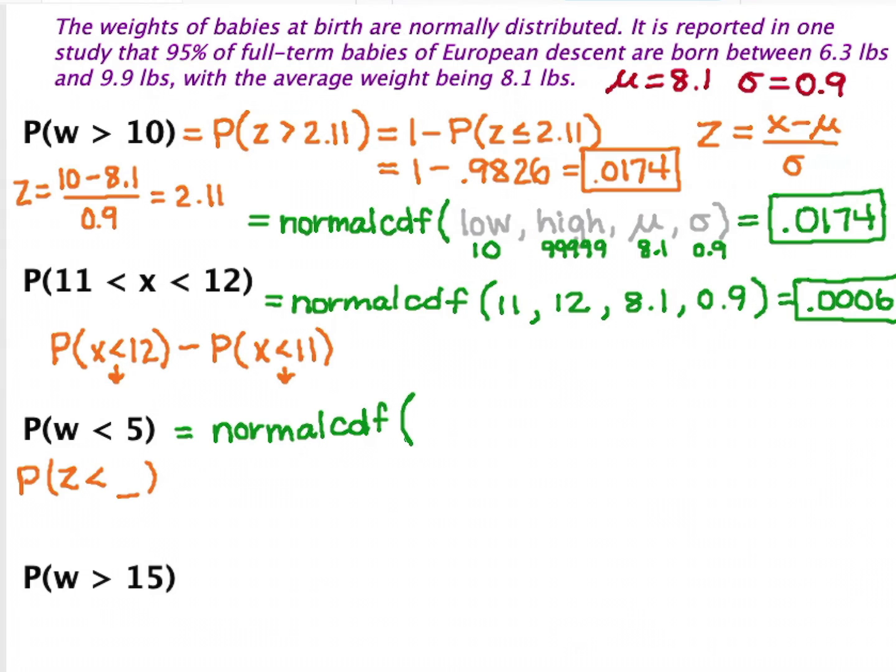You might say 0 pounds, but just to be safe, let's think of the biggest negative number we can think of. Like I said, I would use negative infinity if I could. So I'm going to just use a super low number. And yes, I realize a baby can't weigh that much when it's born. So that's the low, and this would be the high. The 5 pounds would be the high. The 8.1 and the 0.9.